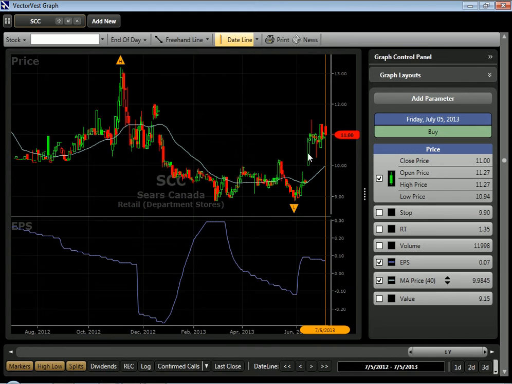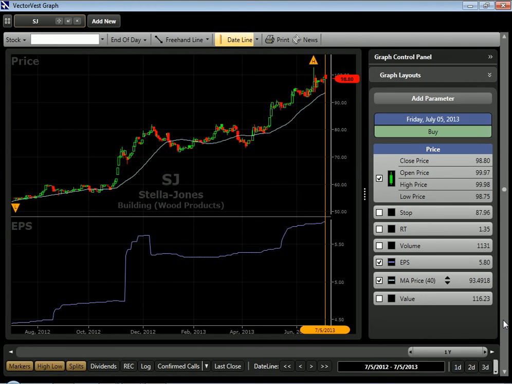But right now, price is above that 40-day moving average, which is trending upward. It's moving a little bit sideways here right now. I'm assuming at this point it hasn't hit my sell trigger, so I'd continue to hold this, but definitely keeping a watchful eye on Sears Canada. Stella Jones has resumed its nice upward trend in both earnings and price.